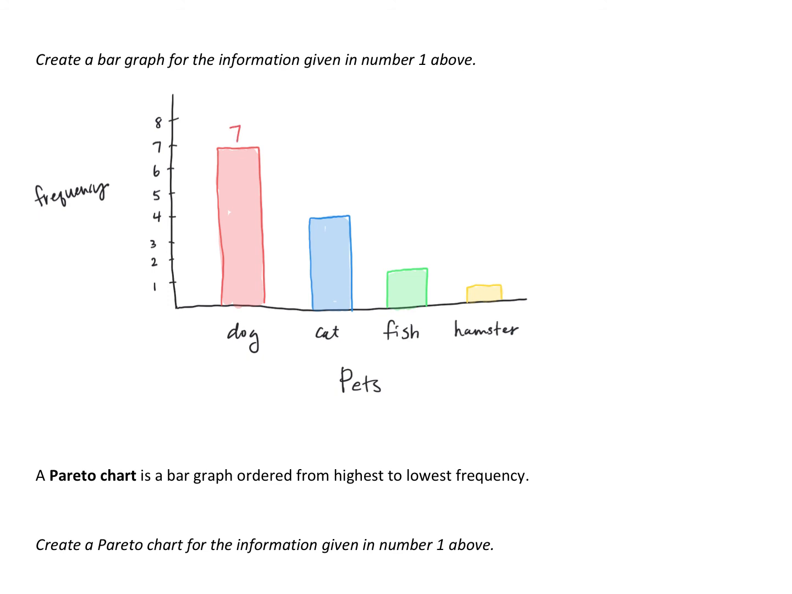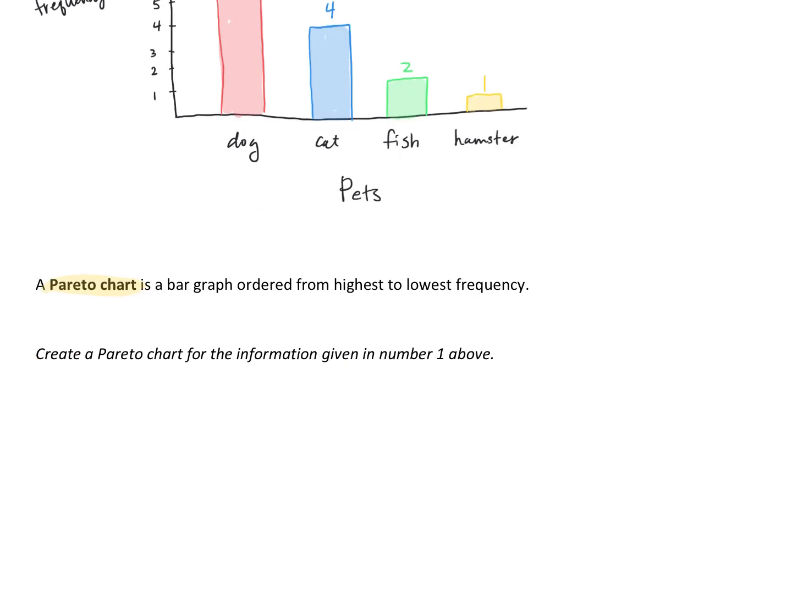Sometimes it's hard to tell where your numbers are, especially the further you get from the vertical axis. So you can always label it, putting the number above each bar so that it's very clear how many are in each category. But in this example, I happen to put mine in order: dog, cat, fish, hamster, from most common to least common. So this is also the Pareto chart, so we don't have to do another one. If they're not in order from greatest to smallest, then you could redo it, and that's how you would have a Pareto chart.